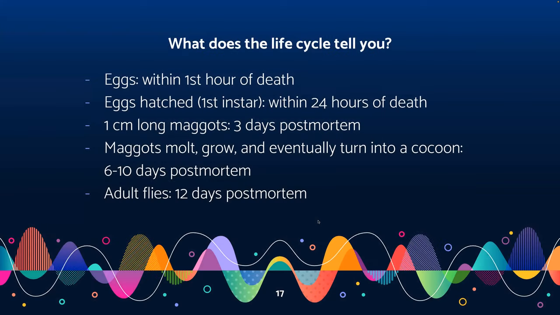Okay, so next, what does the life cycle tell you? So again, the life cycle does tell you how long your carcass, I guess, has been dead. The eggs are always laid in the first hour of death. After that, the eggs are going to hatch, right? Before we talked about the different instars and the different stages of the life cycle. So after the eggs hatch, that's within 24 hours of death. And then after that there are maggots. When these maggots are 1 centimeter long, that's pretty big for a maggot, I would say, that means it's like 3 days postmortem.